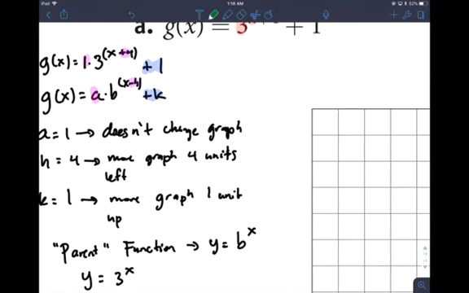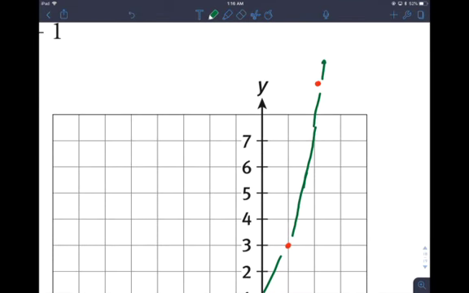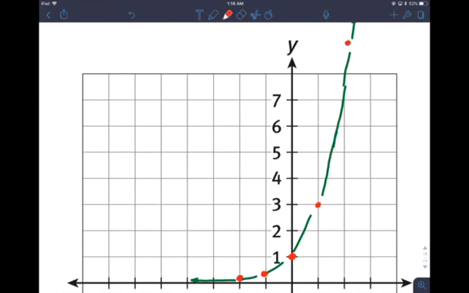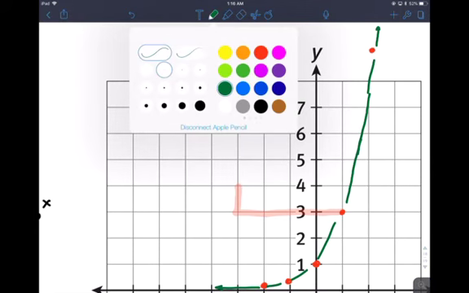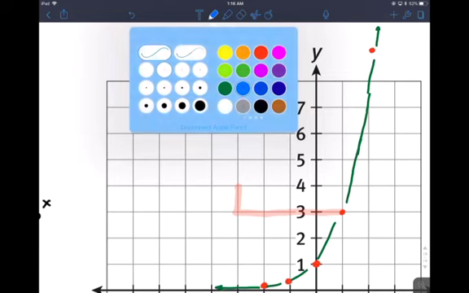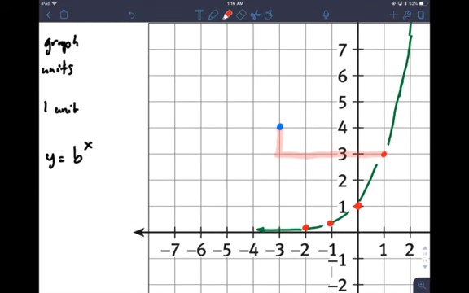I need to move the graph 4 units to the left and 1 up. So I'm going to use each point, and I'm going to move it 4 units to the left, 1, 2, 3, 4, and 1 up. So there's my new point. Same thing to this one: 1, 2, 3, 4, and 1 up.